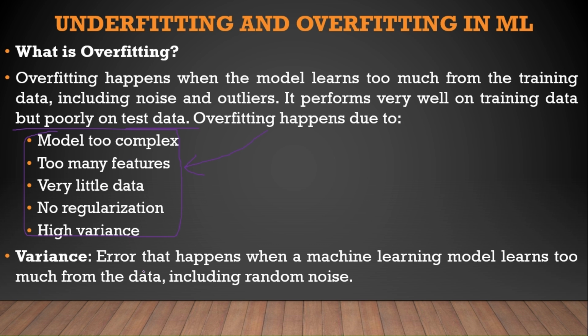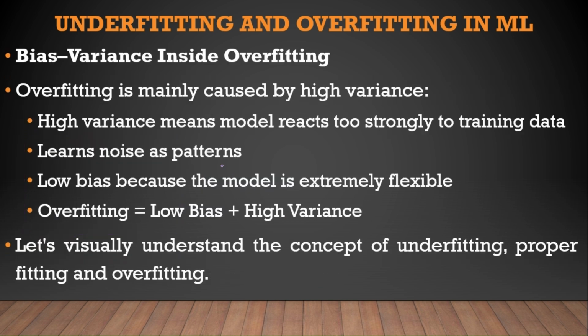Variance is the error that happens when the machine learning model learns too much from the data, including random noise. Overfitting is mainly caused by high variance. High variance means the model reacts strongly to the training data and learns noise as patterns, with low bias because the model is extremely flexible. So if it is overfitting, we have low bias and high variance.